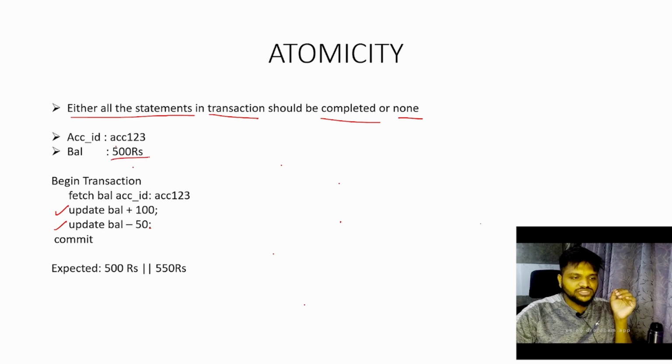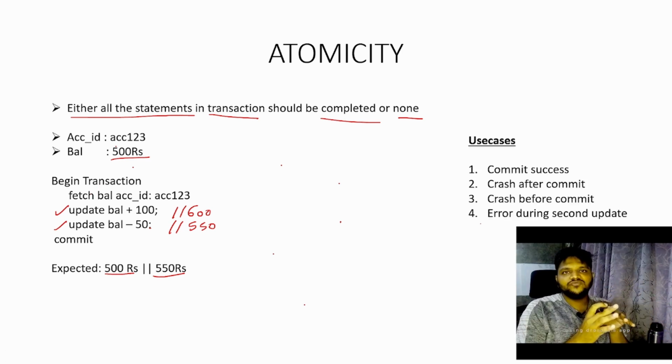My original balance was 500 rupees, so my updated balance should be 500 rupees only. If this transaction is executed successfully, then from 500 we are adding to get 600, and then deducting from 600 gives 550, so finally it should be 550. If it is successfully executed, my balance should be 550. If some error happens, it should be rolled back automatically and my balance should be 500 rupees.